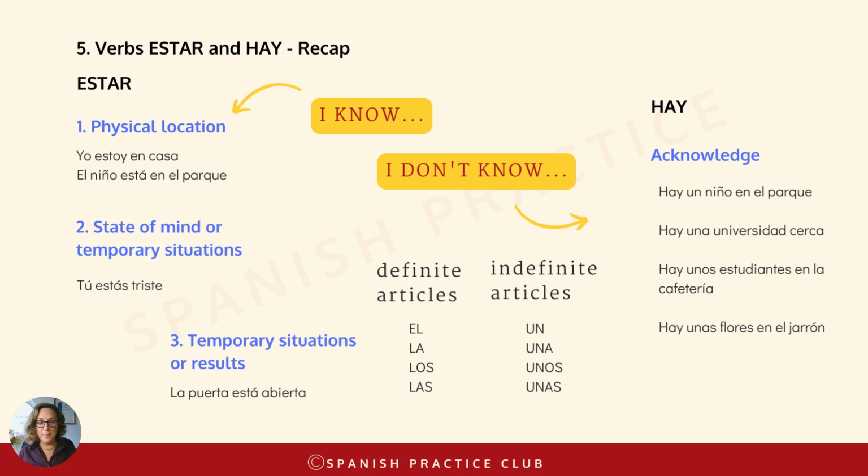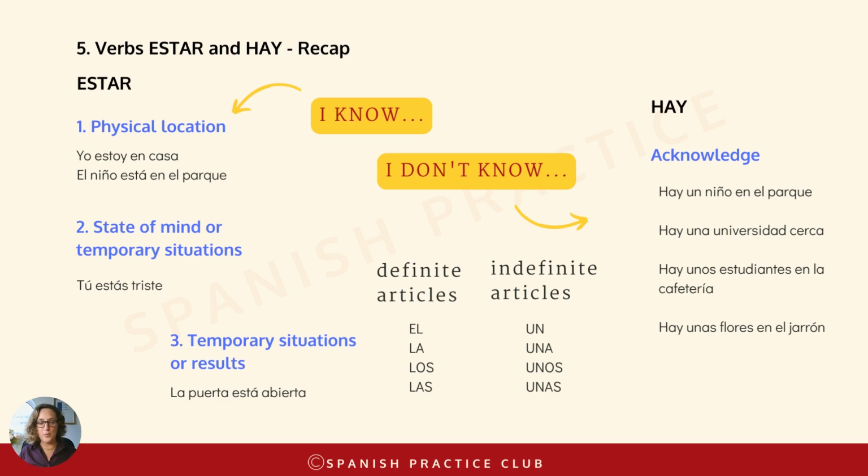Let's recap the use of the verb estar and the verb hay. We've learned that we use the verb estar for physical location, and you do know what you are talking about or the person you are talking about. Yo estoy en casa. I am at home. El niño está en el parque. The boy is in the park. For a state of mind or temporary situation, tú estás triste. You are sad.